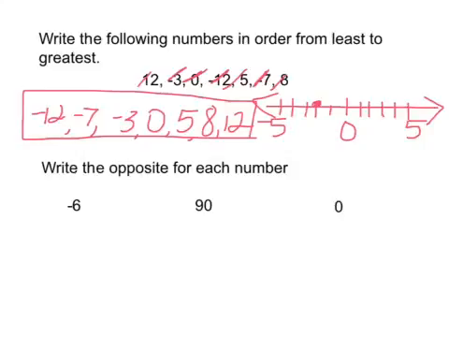Next, we want to look at writing the opposite of each of these numbers. The opposite of -6 is the positive value, which would be +6. The opposite of +90 is the opposite value, which would be -90. And since 0 is not positive or negative, the opposite of 0 is just 0.